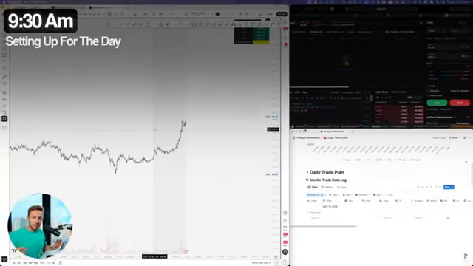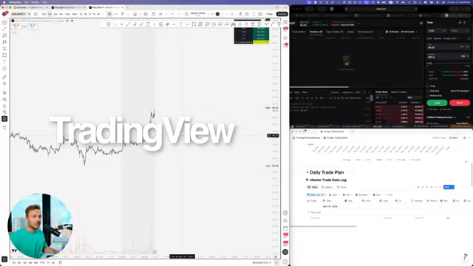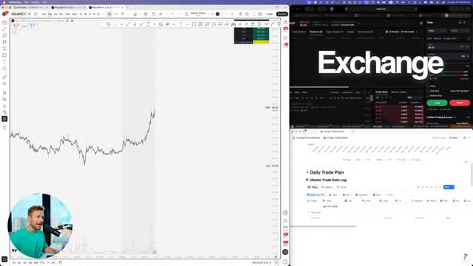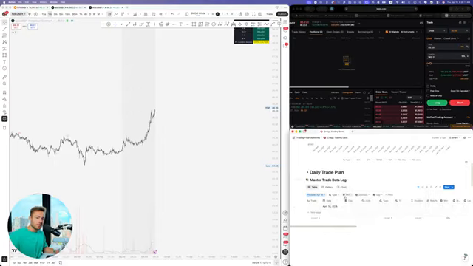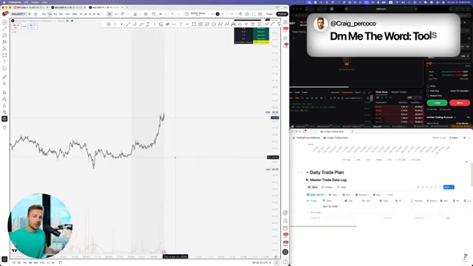Anytime I'm setting up for my trading session, here on the left, I have my TradingView. This is where I'm going to be analyzing my trades. Here I have my exchange where I'm going to be executing on these. And then I have my trade journal here. Sometimes I use a different trade journal, but I want you guys to all be able to have access to this as well, so I'm going to use my Notion one that I built. This and all of the tools that I talk about are going to be in the description of the video.